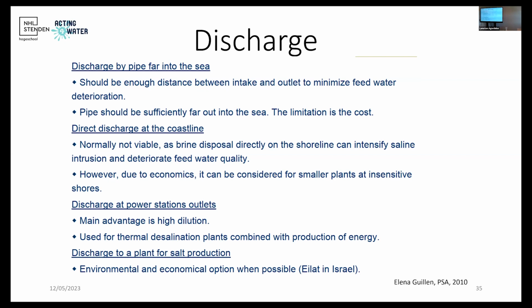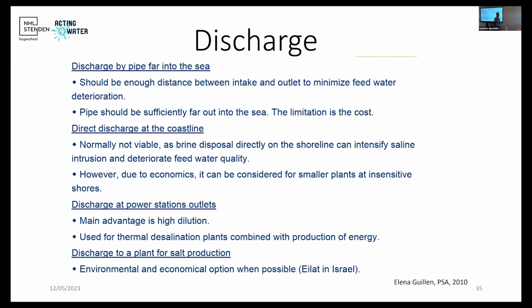It can be considered for small plants. Discharge in a coastal zone on a large deep sea depends on the total discharge volume. The main advantage of discharge at a power station is high dilution. It could also be used for thermal desalination plants because, given the large volumes of these plants, it will not impact the efficiency. Then there is sending it to a plant for salt production, an environmental and economical option when it's possible.